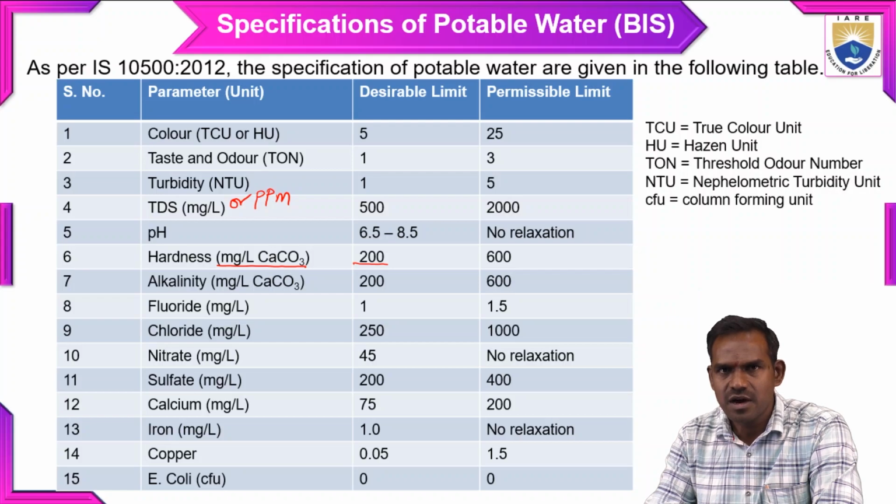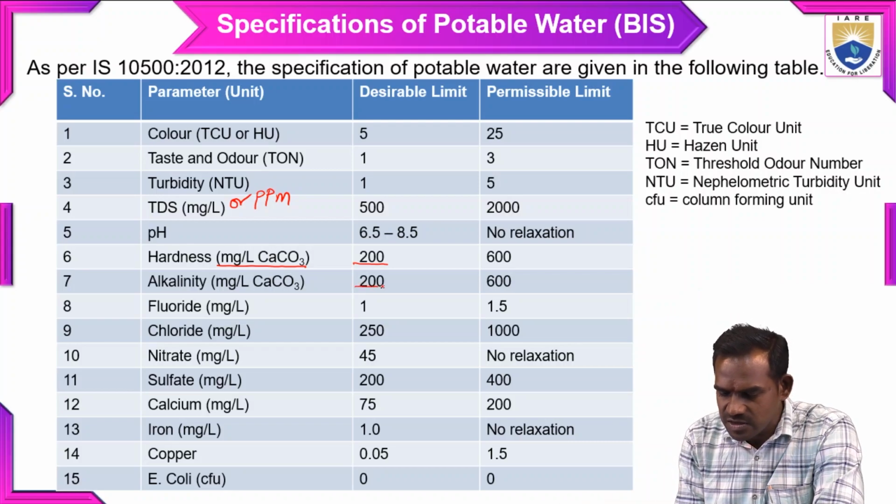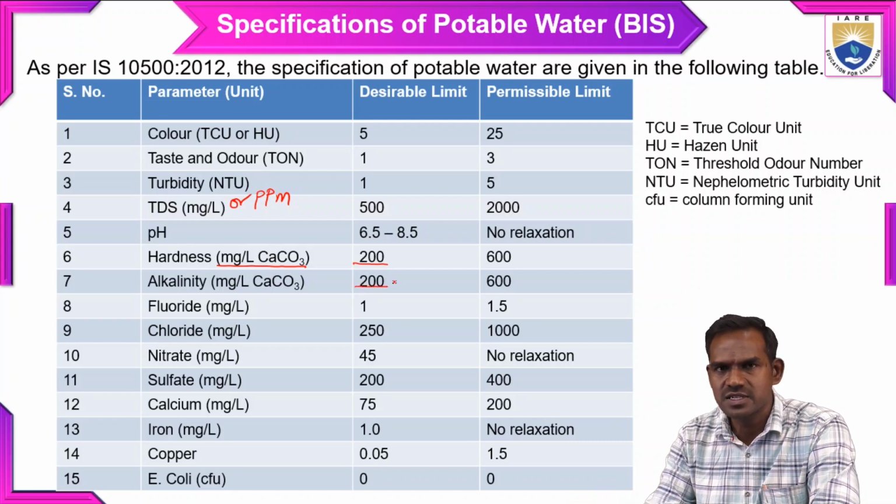The next parameter is alkalinity. Alkalinity is also measured in units of milligram per liter of calcium carbonate, same as hardness, which has a desirable limit of 200 ppm, same as hardness, and a permissible limit of 600 ppm, same as hardness. The desirable limit of hardness as well as alkalinity is 200 ppm in terms of CaCO3, and the permissible limit of hardness as well as alkalinity is 600.